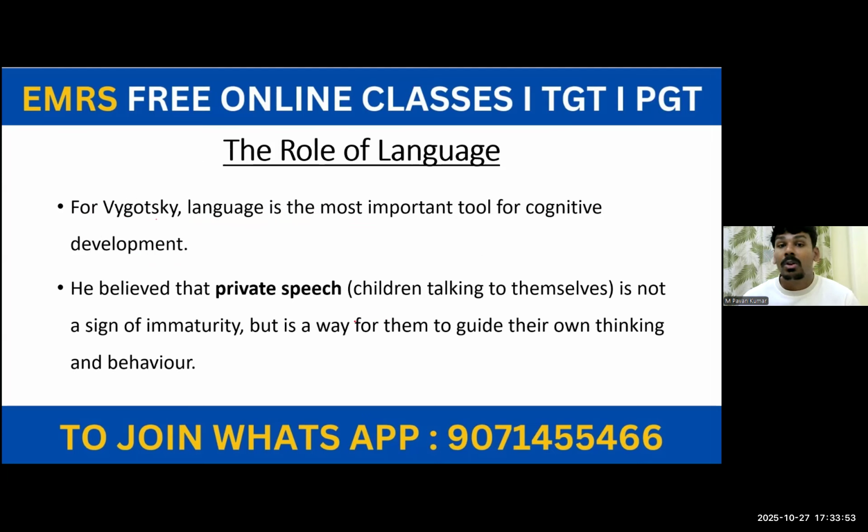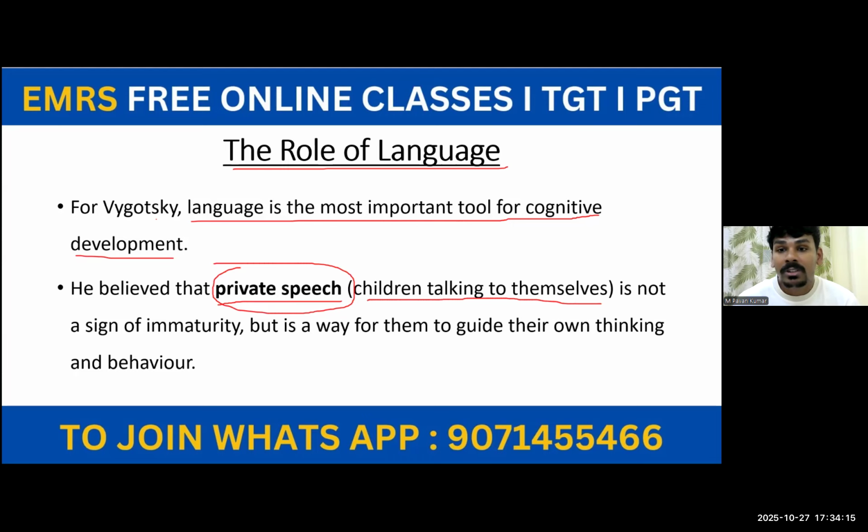Moving on to the next one, that is the role of language. Vygotsky has also said that language is the most important tool for cognitive development, right? For the development of the brain, language is very important. And he gave the term private speech. What is private speech? Children talking to themselves. You might have seen small children mumbling. This is not a sign of immaturity, right? But it is a way for them to guide their own thinking and behavior. So when a child does that, you should not think that the child is doing something stupid, right? Nothing like that. The child is trying to learn, right?